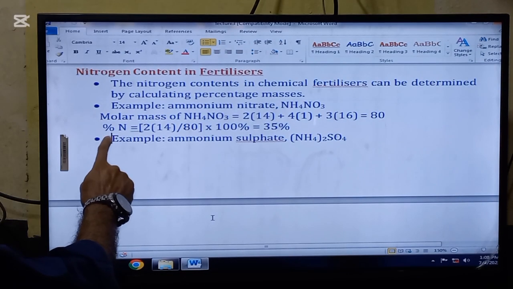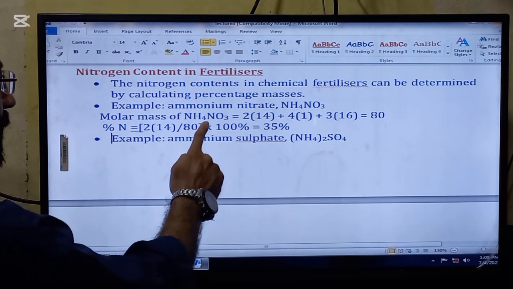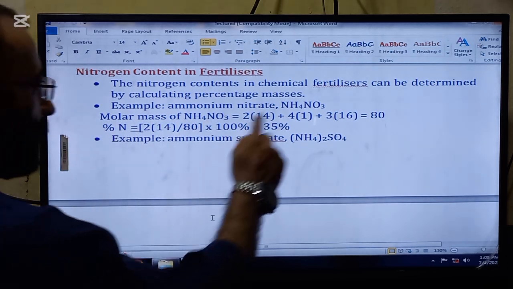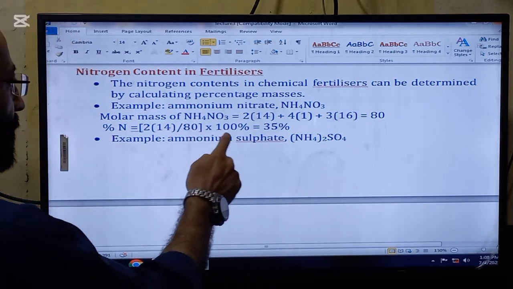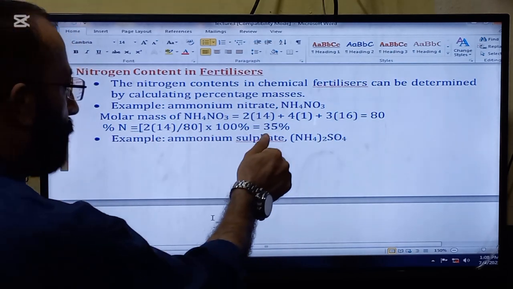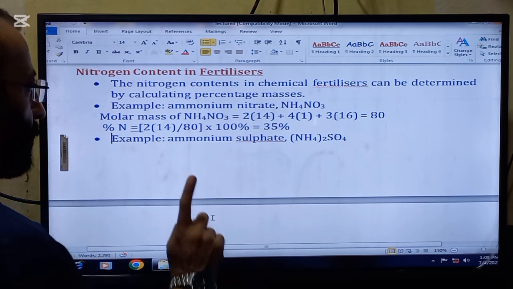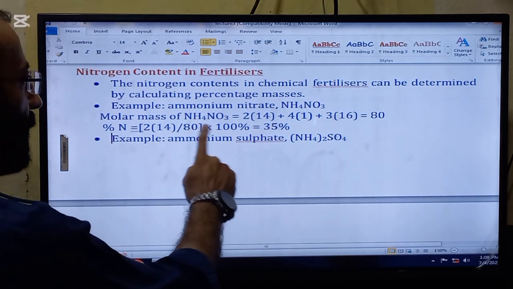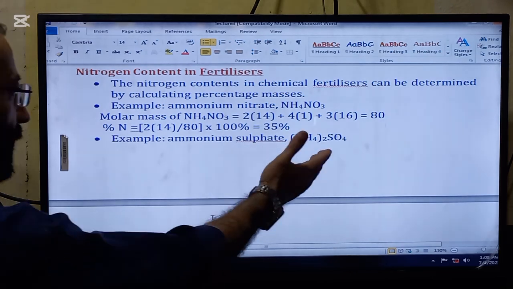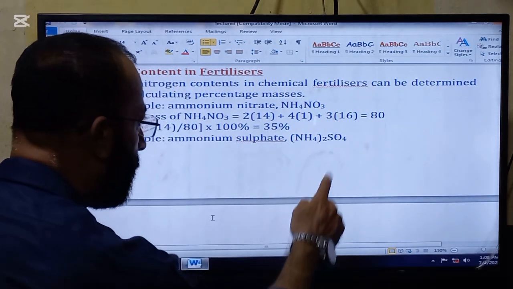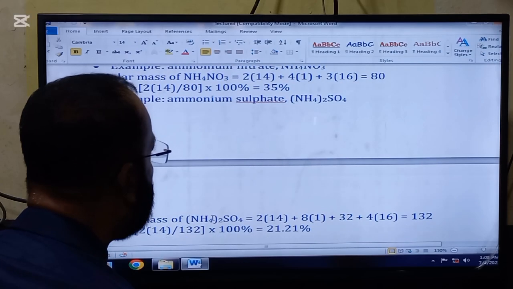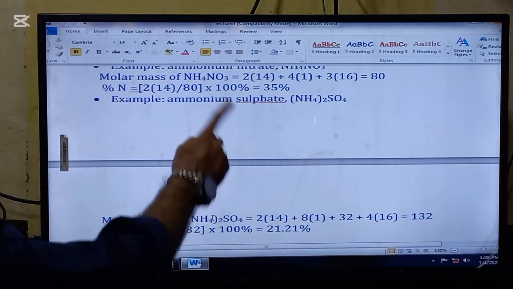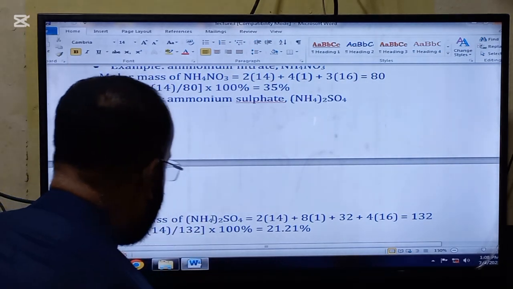Now the percentage mass of nitrogen. Actually there are 2 nitrogen atoms, so 2 into 14 will be placed in the numerator. The total will be placed in the denominator. Multiply by 100%. You will solve it on the calculator. So this is the answer. It shows that nitrogen is 35% present in ammonium nitrate. Another example is here. That is ammonium sulfate, and you people will do it by yourself. Here is the solution. The same method will be followed.